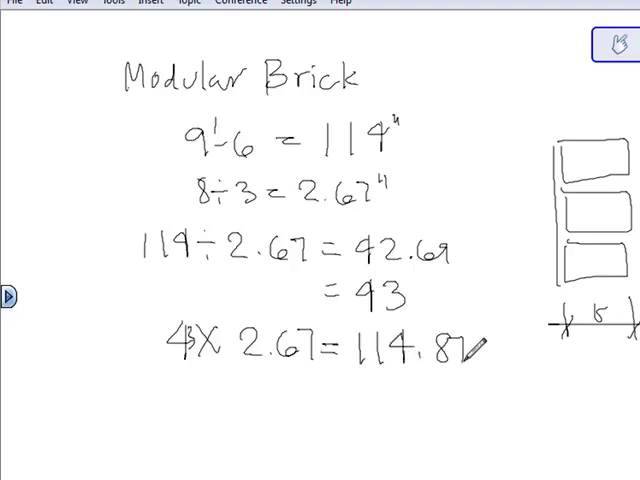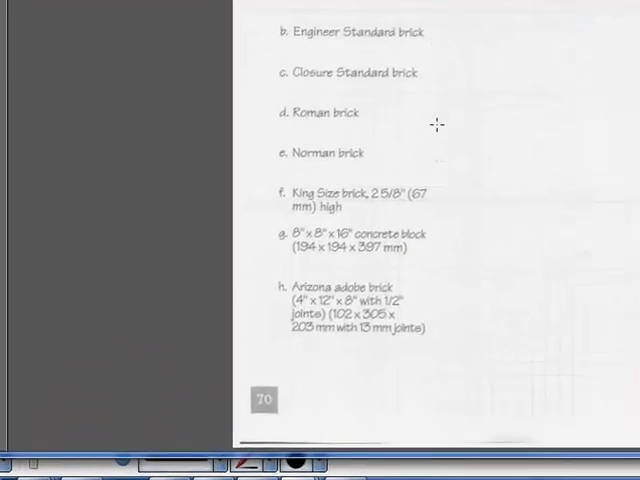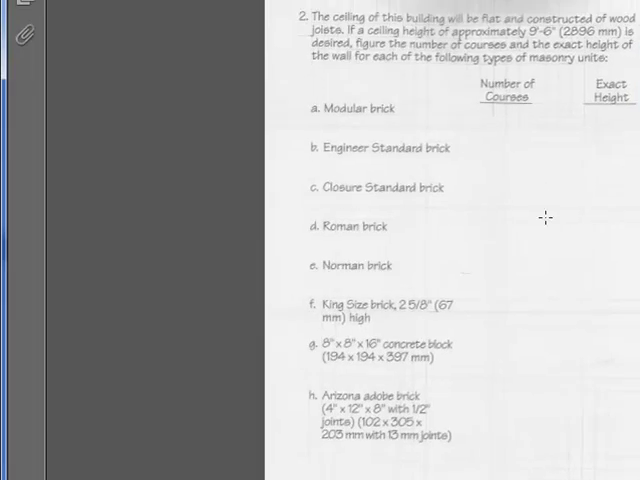And if you want to take that to feet, then you have to go backwards like we did up there, and it would end up being 9 feet 6 3/4 inches. And you would do that by saying 114 divided by 12 equals whatever, and then you would figure out how many inches are left over. Do you understand that? So then you're going to do the same thing for each of those other ones that they asked you about. For the engineer brick, you're just going to look on that chart and so forth. Let's just do down through the Norman brick. Don't worry about these right here.